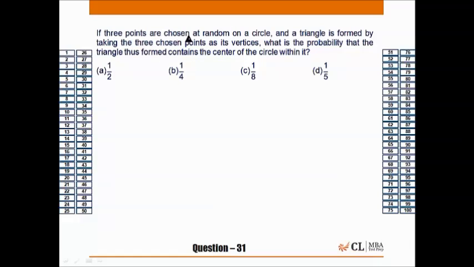Three points are chosen at random on a circle, and a triangle is formed by taking the 3 chosen points as vertices. What is the probability that the center lies inside the triangle?